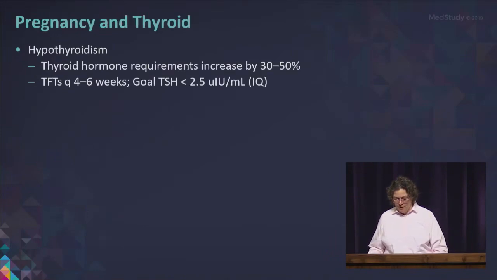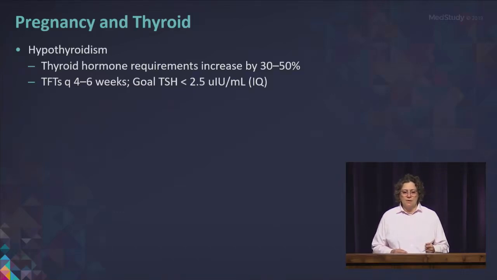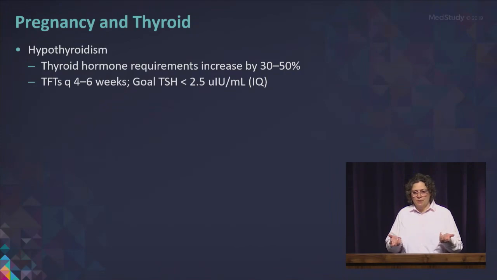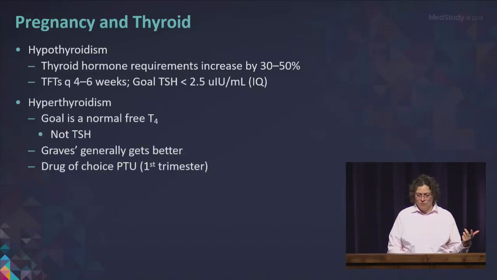So let's take a minute and just talk about pregnancy and the thyroid. In hypothyroidism, because your thyroid binding globulin is increasing because of estrogen, your thyroid hormone needs will increase in pregnancy. The rule of thumb is by 30 to 50%, so you add on 2 extra pills a week for the pregnant patients. And then you check labs every 4 to 6 weeks.